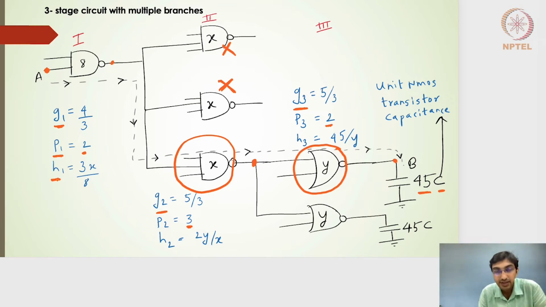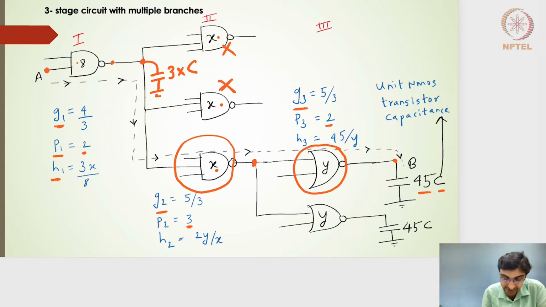Electrical effort: now we have to account for the branching, right? For the electrical effort H1 for this particular stage, the output is branching to 3 such 3 input NAND gates. That means if I find the capacitance at this particular node, the output of the first stage, the input capacitance coming from each of these 3 input NAND gates, overall I see 3x times the capacitance C.